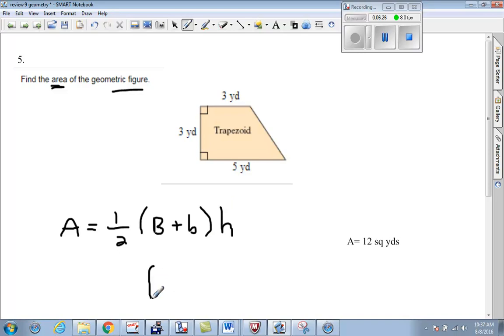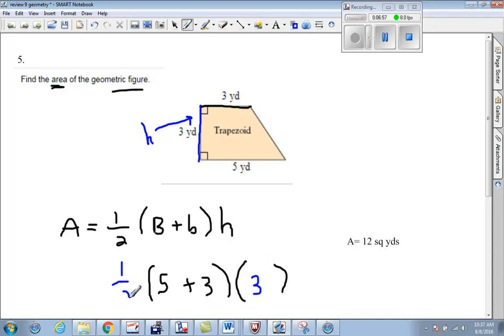So let's fill in the blanks. Big B plus little b, well, that's your big base, which is 5. And your little base is from here to here, which is 3. Your height, now I'll highlight that in a different color. This is your height. All right? Not the slanted piece. The slanted piece is never the height. So height is 3, and then times 1/2.